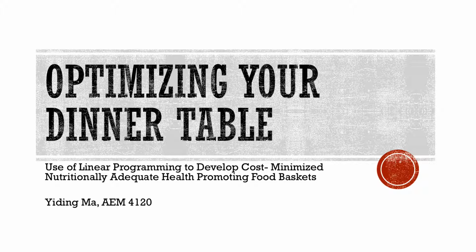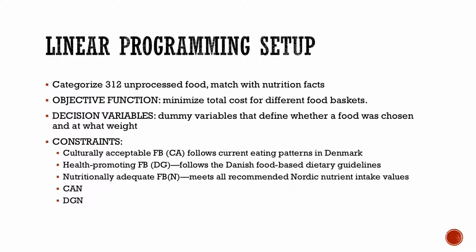The history of using linear programming to optimize people's diet could be traced back to 1950s. It is widely applied to public policy making in both developed and developing countries, providing advice to people with different income levels and nutritional needs. A paper published on PLOS One this year studied how to develop cost-minimizing and nutritionally adequate food baskets for households in Denmark using linear programming.